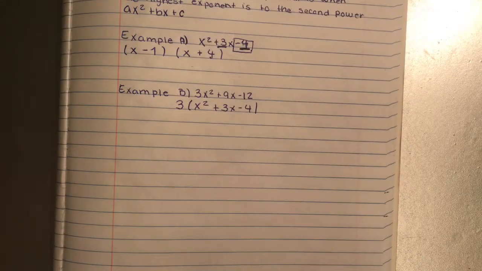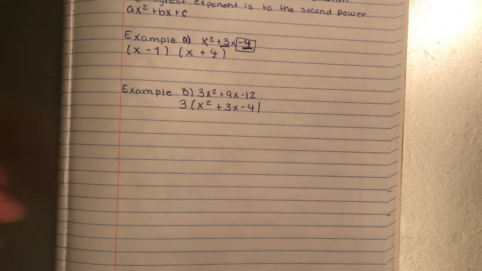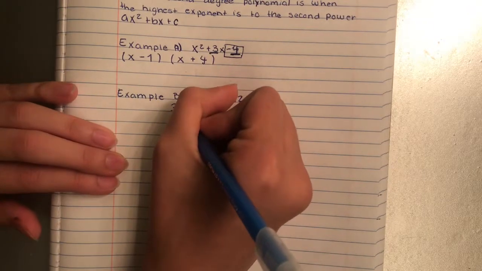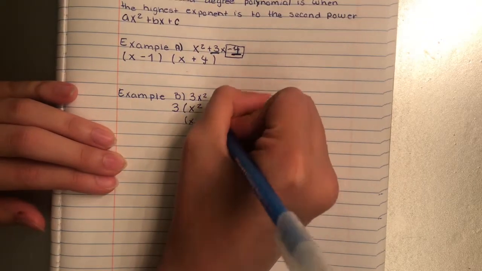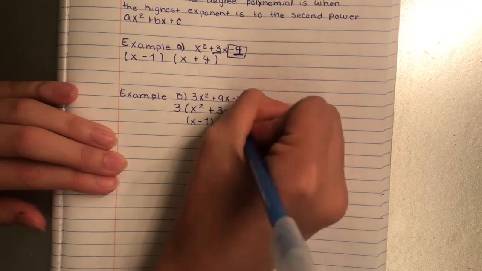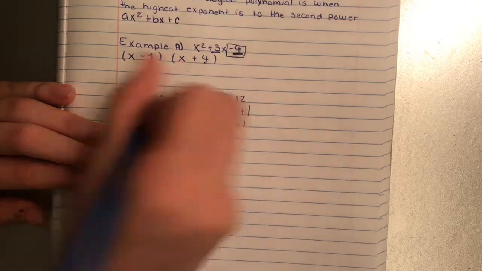So as I said earlier, this is basically like example A. So we already know that our answer for that is x minus 1 and x plus 4. But we will still have to enter the 3 in the front.